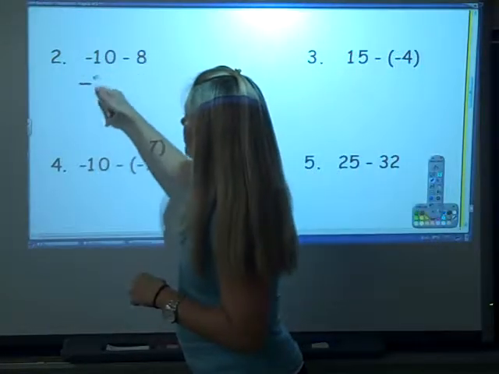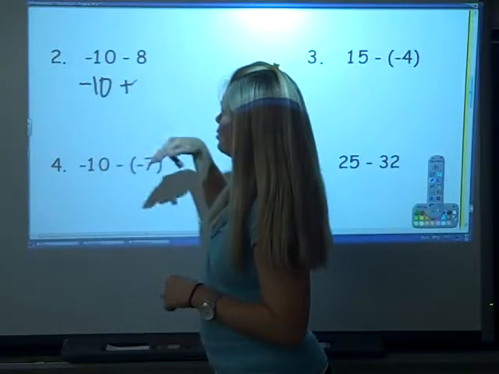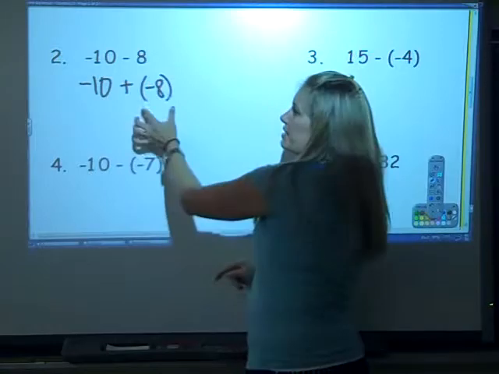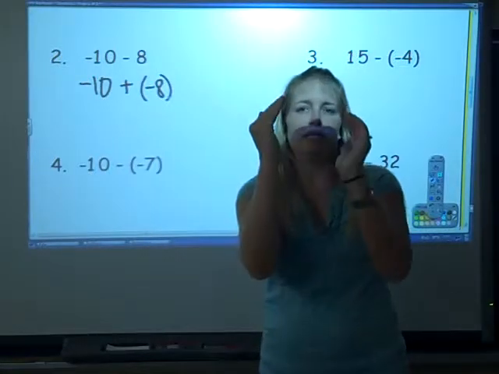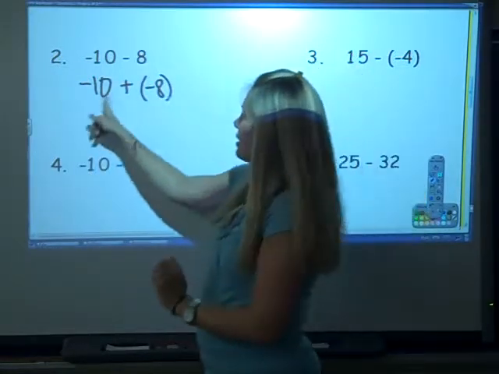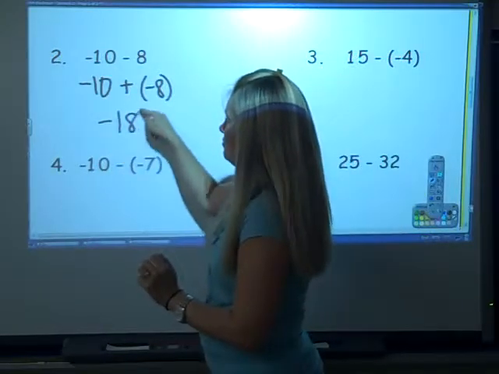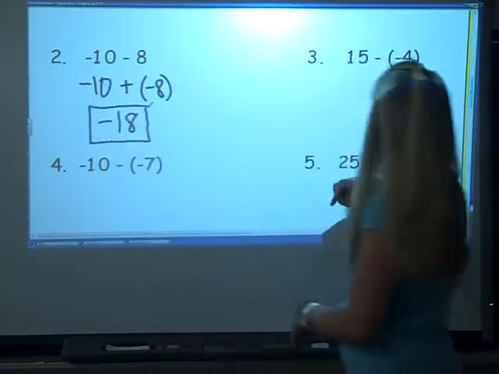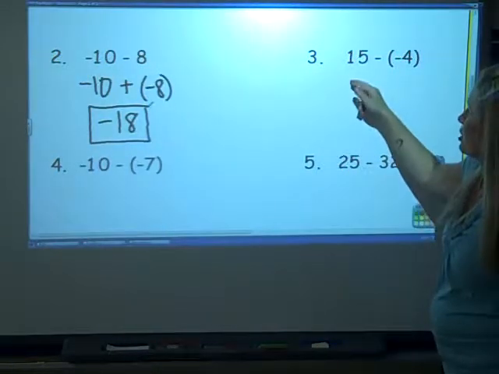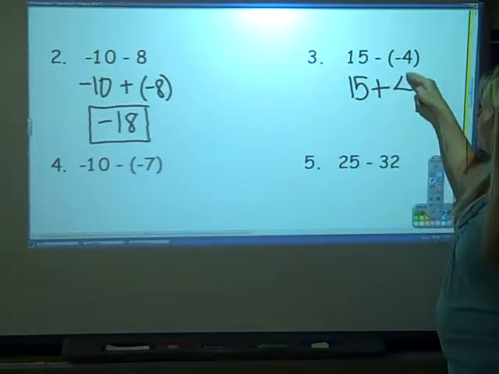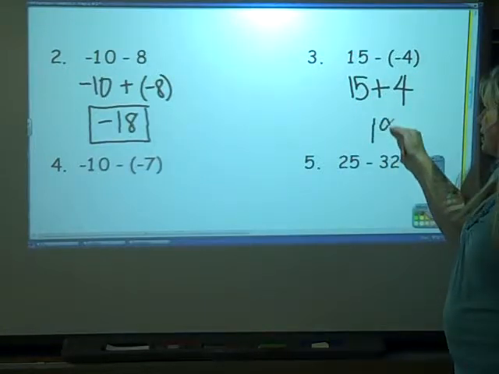Keep the first number, negative 10. Change it to addition, opposite of 8, negative 8. These parentheses just mean that that's a negative 8, not multiplication. Negative 10 plus negative 8, same signs. Add them, keep their sign. There you go. Change this one to addition. 15 plus, opposite of negative 4, 4. 15 plus 4 is 19.